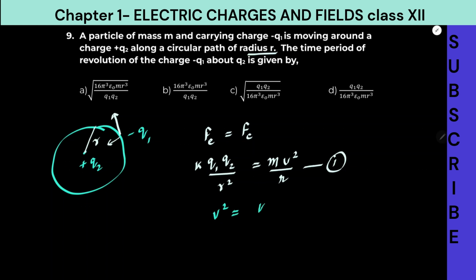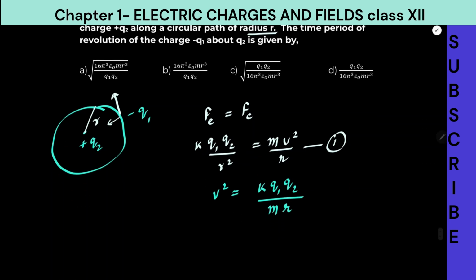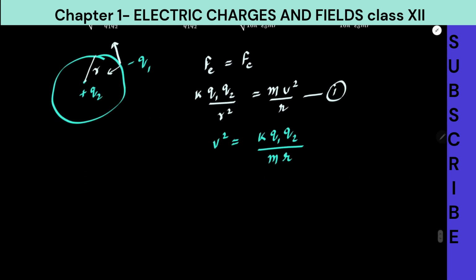So v square will be equal to k q1 q2, r cancels and one of the m will go down, so m into r. This will be v square, right? Now if this is your v square, then what will be your v? v will be equal to root under k q1 q2 upon mr. Great. So this is your v, and this is our equation 2.